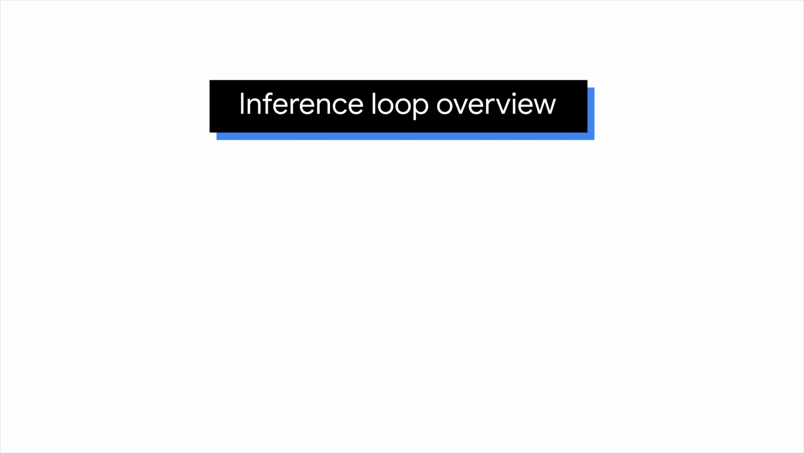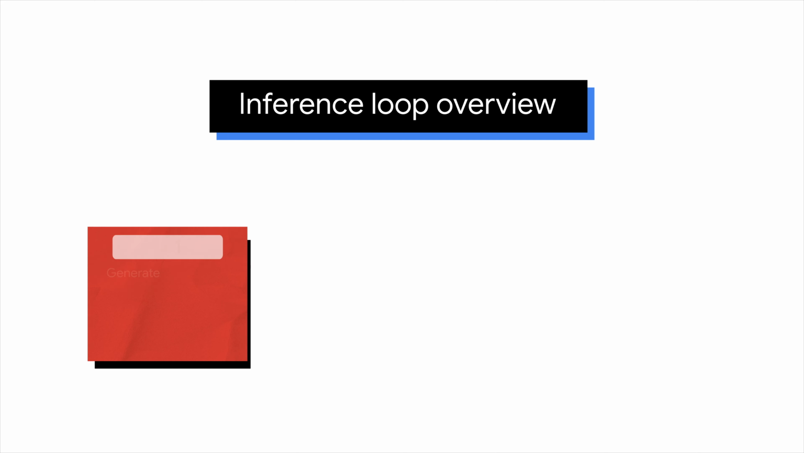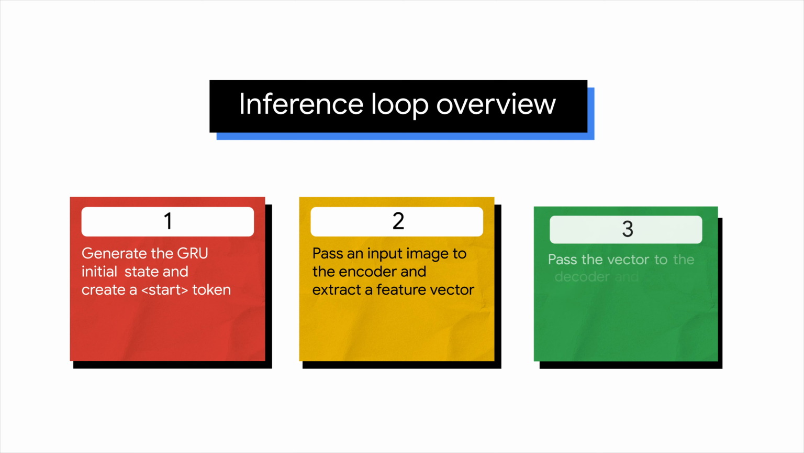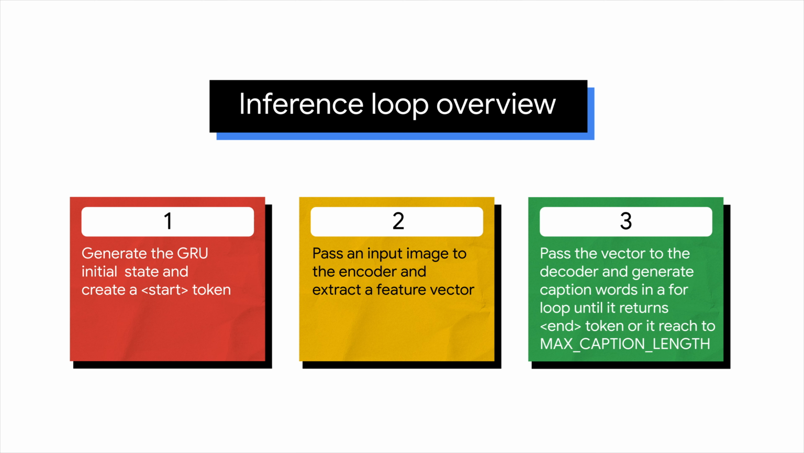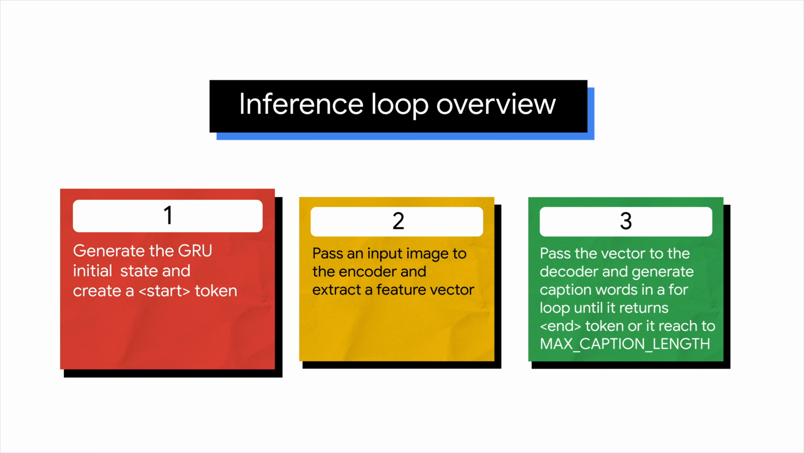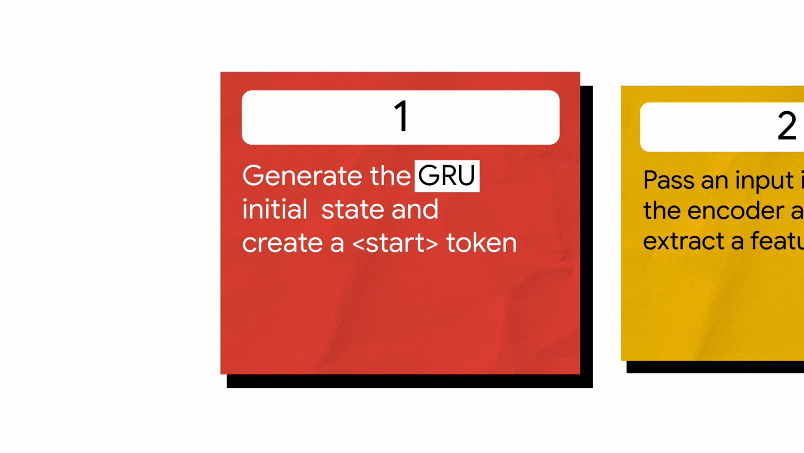But before moving on to the next one, I want to explain a bit more about the inference phase, where we can actually generate captions for our visual images, because this process may look a bit complex. Here you can see three steps, and we're going to implement these steps in a custom inference function. Number one, generate the GRU initial state and create a start token.